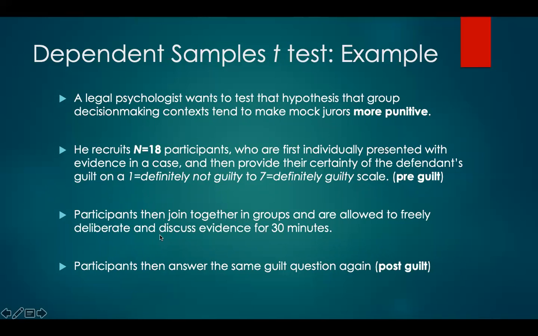And then afterwards, participants join together in groups and are allowed to freely deliberate and discuss evidence for 30 minutes. And then afterwards, participants answer the same guilt question again. So that's the post-guilt measure. So here is your time 1 measurement, and here is your time 2 measurement. Notice that these are the same participants. They're just taking these two scales twice.